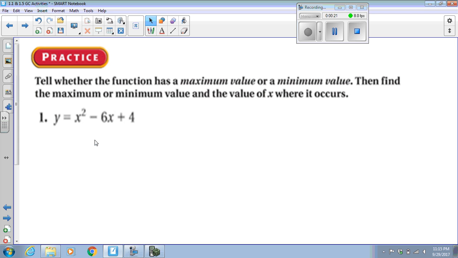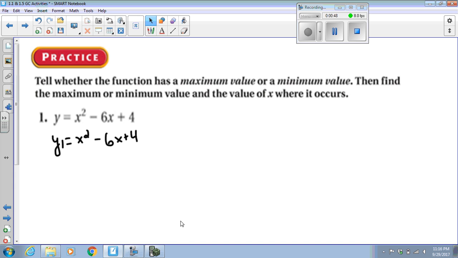So now we have to first tell whether the function has a max or min value. Then we have to find that maximum or minimum value. On your homework, it's going to ask you to put what the y1 is. This just means this is the function you're going to put into your graphing calculator. So we have x squared minus 6x plus 4. On your homework, you would write y1 equals x squared minus 6x plus 4.